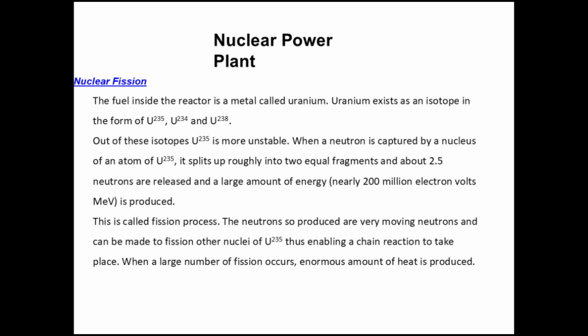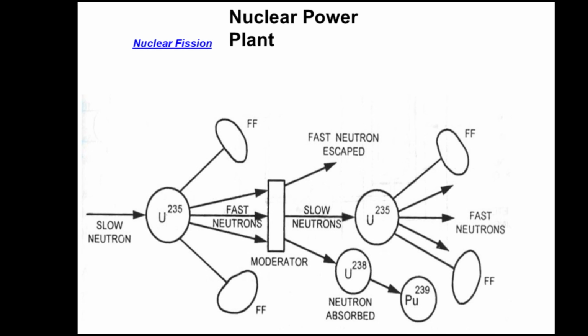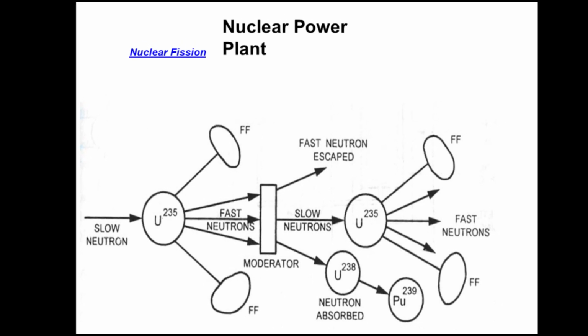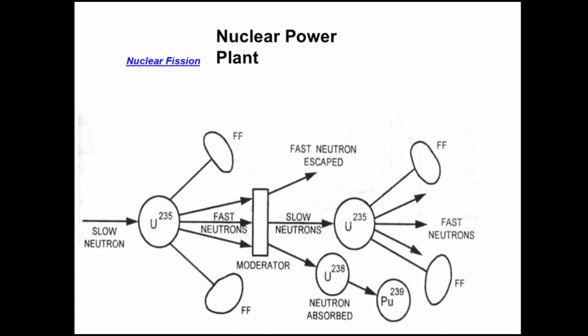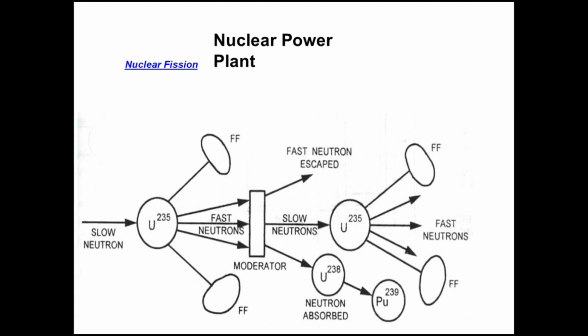The neutrons so produced are fast moving neutrons and can be made to fission other nuclei of uranium 235, thus enabling a chain reaction to take place. When a large number of fissions occur, an enormous amount of heat is produced. Nuclear power plant. This page shows the diagram of the nuclear fission.